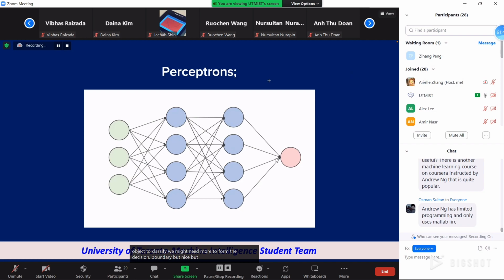But that does not mean that if you have 3 things to classify, you need 3 layers, or if you have 5 things to classify, you need 5 layers, because it doesn't work that way.